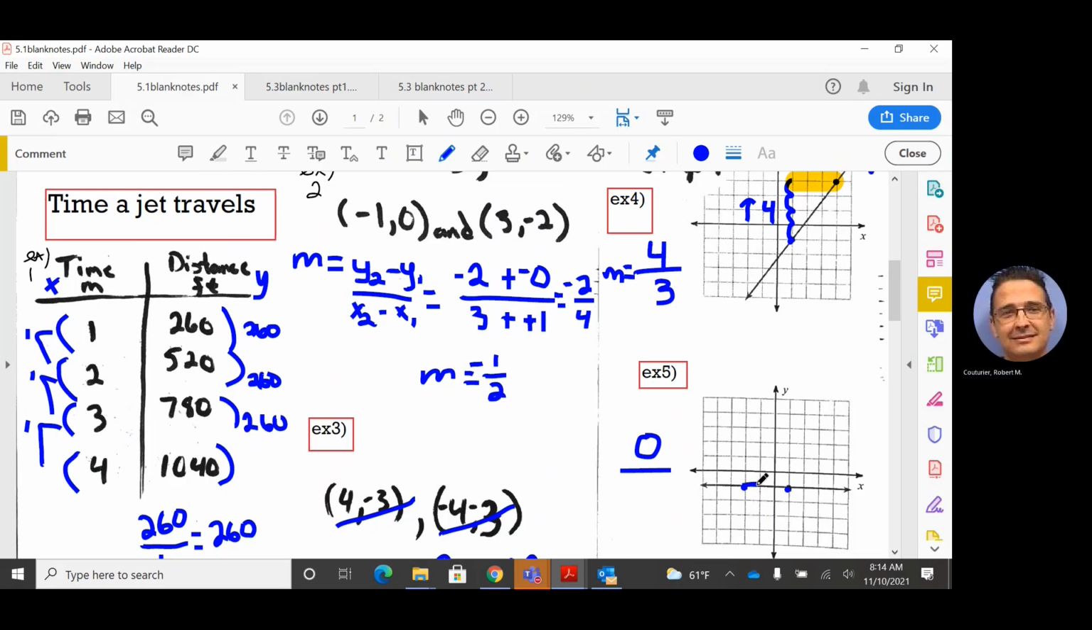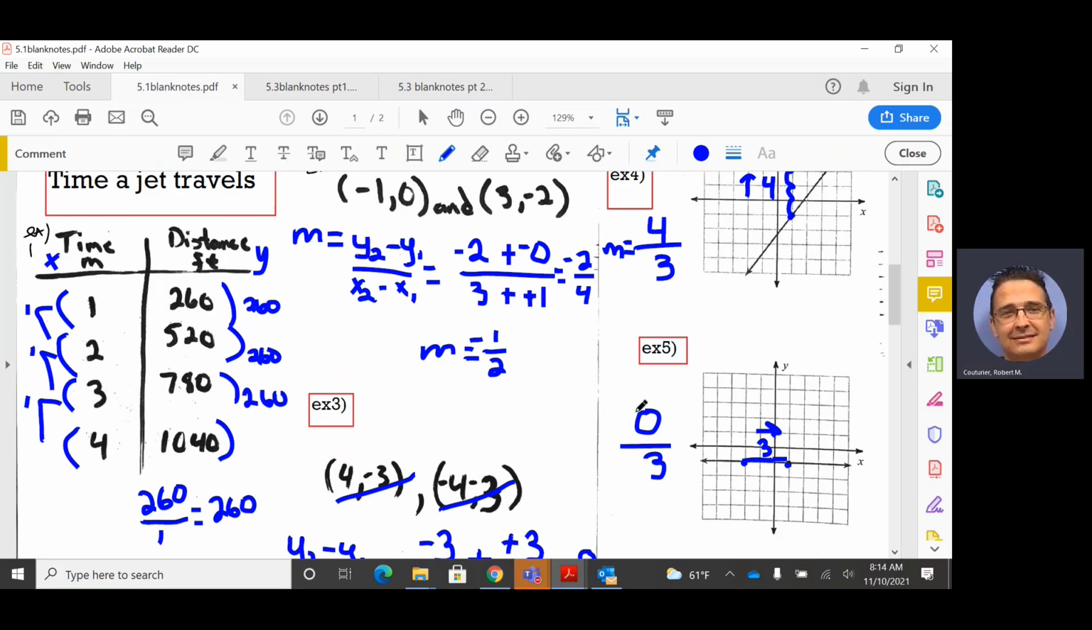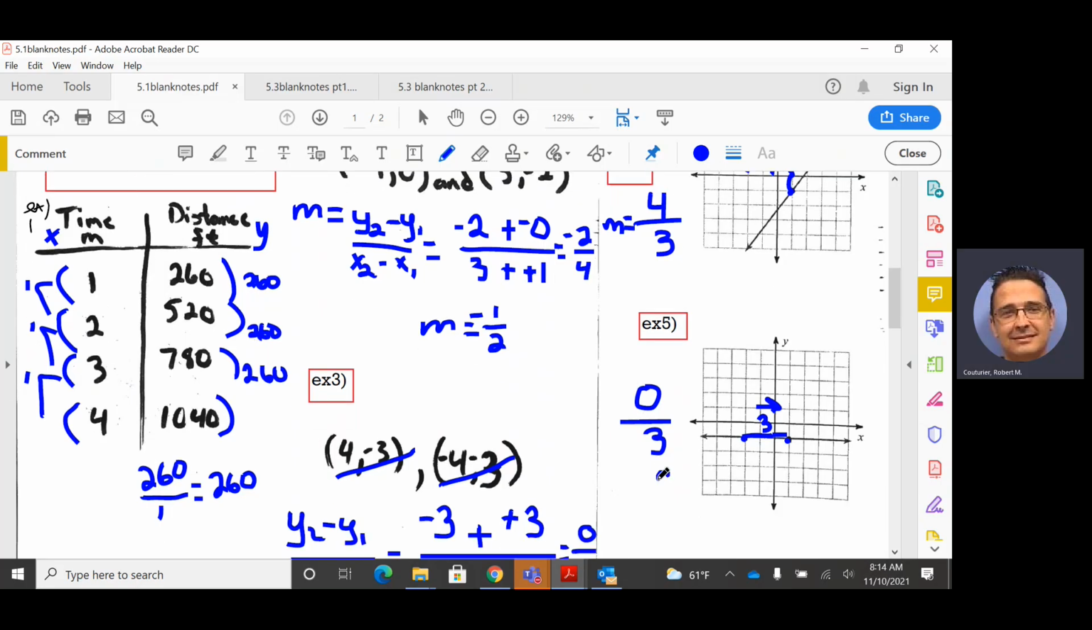And I had to go what? 1, 2, 3 units right only. Remember this? 0 divided by 3 is 0, just like our other example. So yeah, our m is going to be equal to 0.